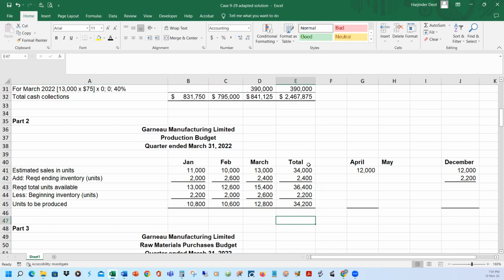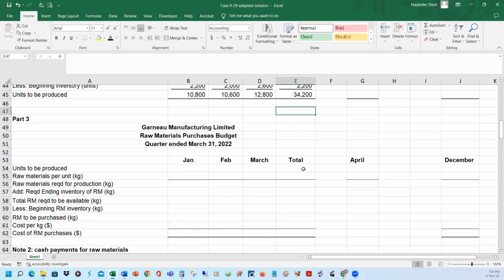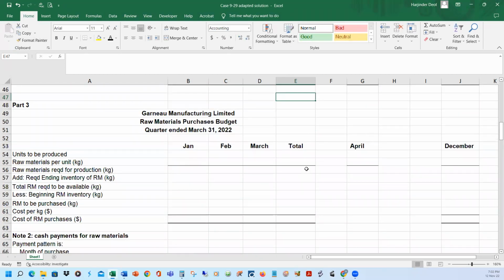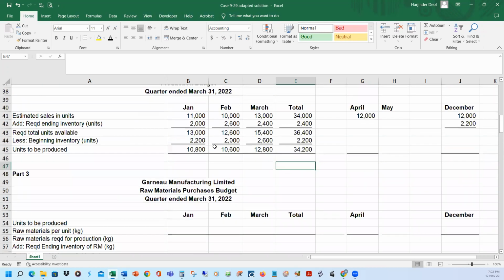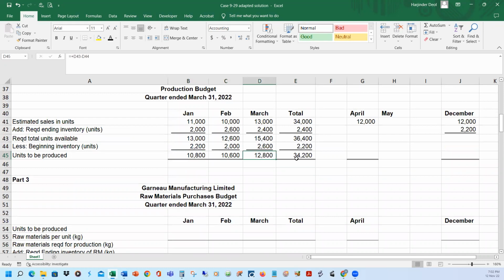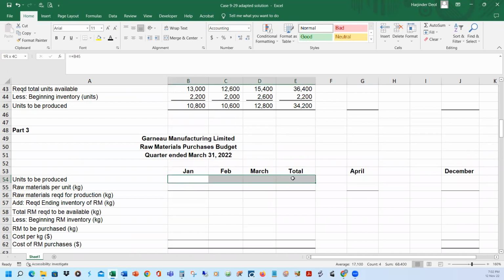Once the production budget is completed, we can move on to the raw materials purchases budget. The starting point for the raw materials purchases budget is the number of units that we'll be producing in each of the months. So we copy that information down. We're looking to produce a total of 34,200 units, and that comprises 10,800 units for January, 10,600 for February, and 12,800 for the month of March.